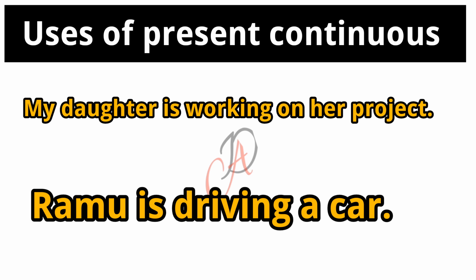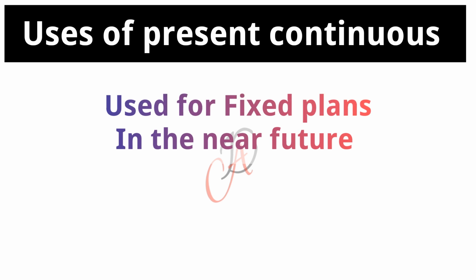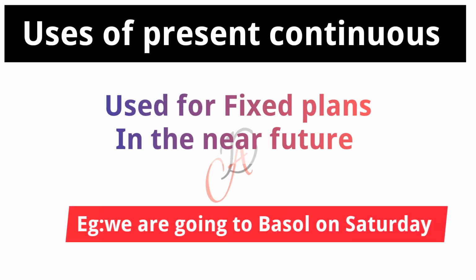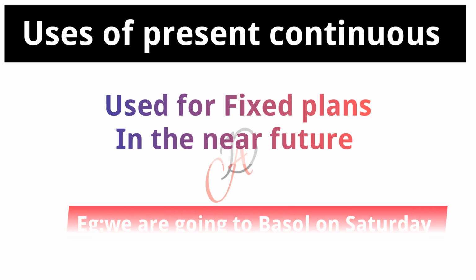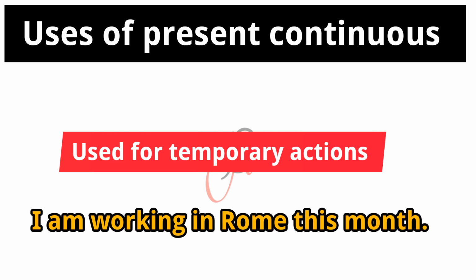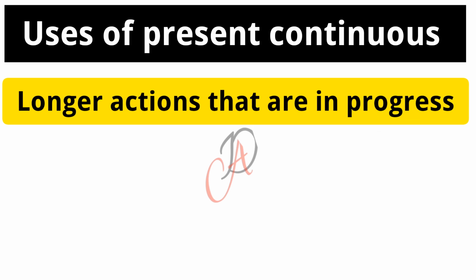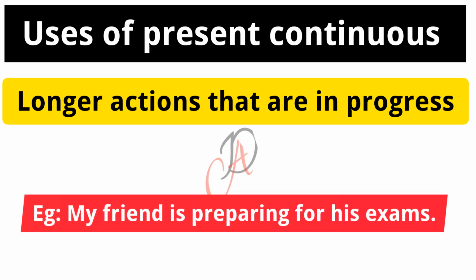The second use of present continuous tense is for fixed plans in the near future. For example, we are going to Basel on Saturday. And the third one is that it is used for temporary actions. For example, I am working in Rome this month. Here, when you notice this example, I am working is only a temporary action as it denotes a month only. And the fourth use is for actions happening around the moment of speaking, that is a longer action. For example, my friend is preparing for his exams.